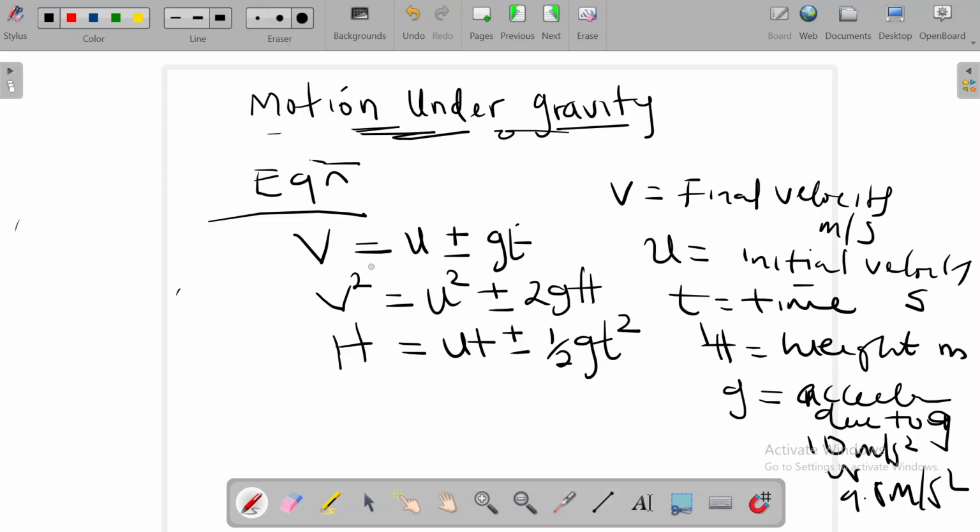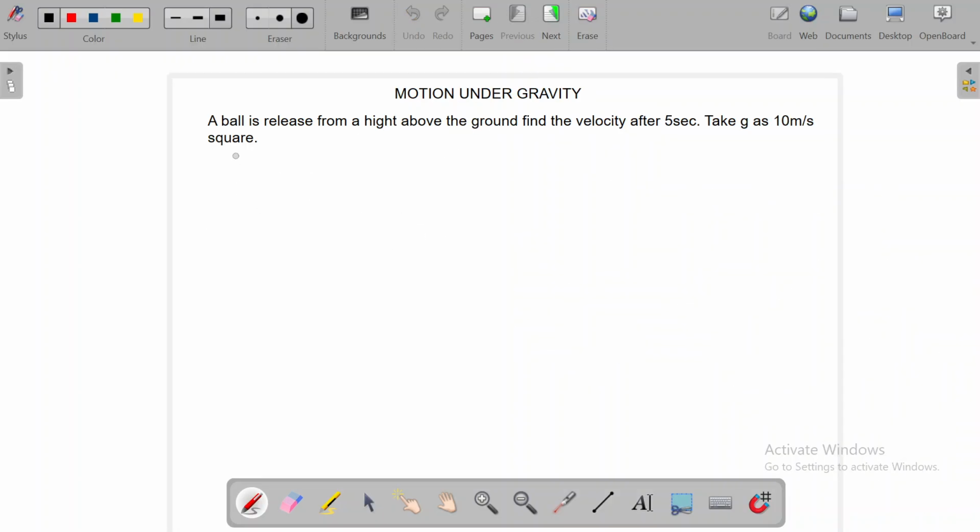So let's look at one example. The question says a ball is released from a height above the ground. Find the velocity after 5 seconds. I always advise that you simply draw the line, so as not to get confused. So I will simply say this is the ball, this is the height, which is unknown to me yet. I call this h.